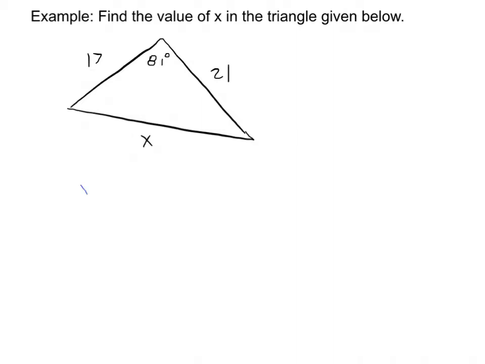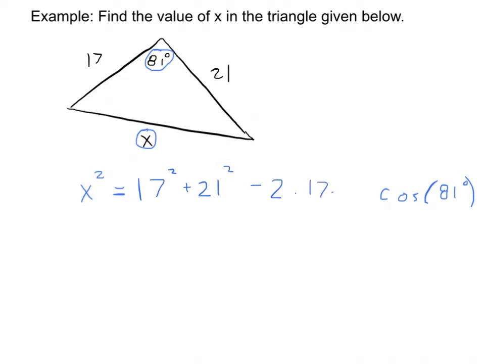Here I'm going to use x squared, and the reason I'm putting x squared there is that I know that cosine 81 degrees is going to go on the very far other side of this thing. I know that this side and the angle that's opposite from it have to be the bookends for this problem. Okay. Now the other stuff here, I'll have 17 squared plus 21 squared minus 2 times 17 times 21, and that's times the cosine of 81 at the end.